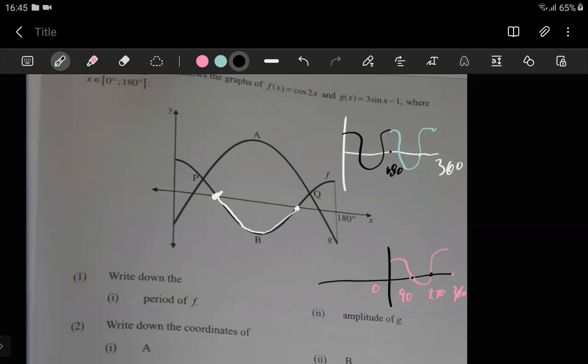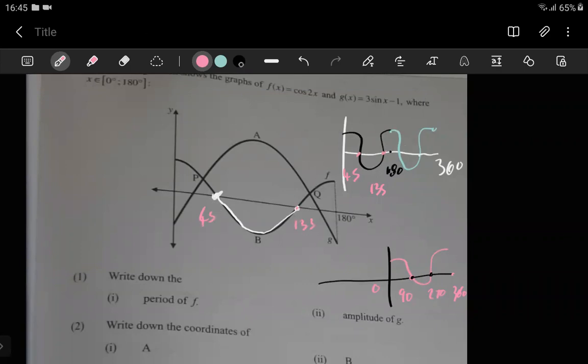So where this was 90, you would now see it halfway, which is 45. Where this was 270, you would now see it halfway, which is 135. So this is 45, this is 135.